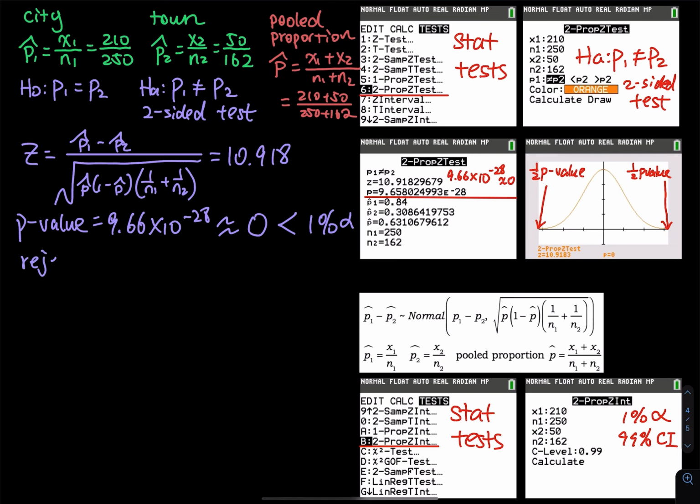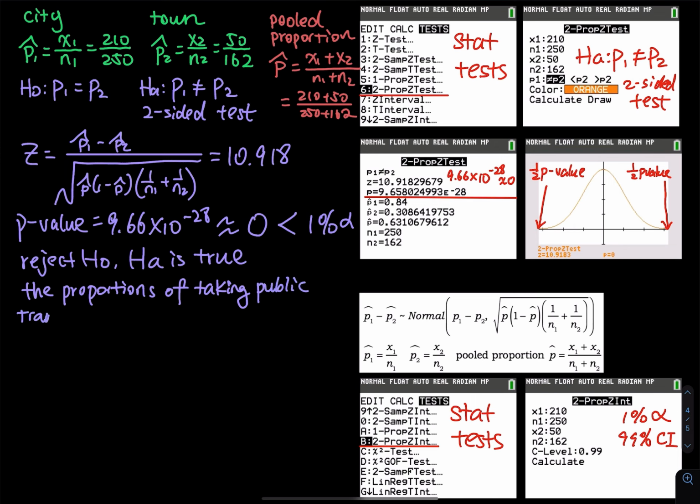So we reject H0, so that means HA is true. Then what is true? The proportion of using public transportation between city and small town are different. So let's write this down. The proportion of taking public transportation between city and town are different, or not identical.